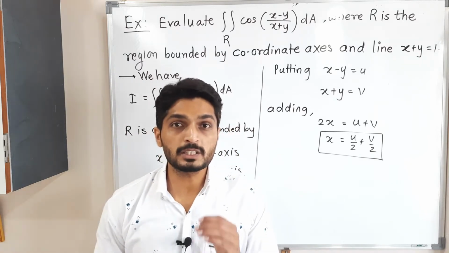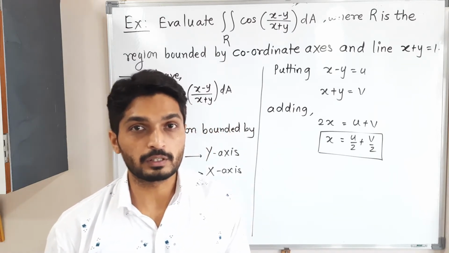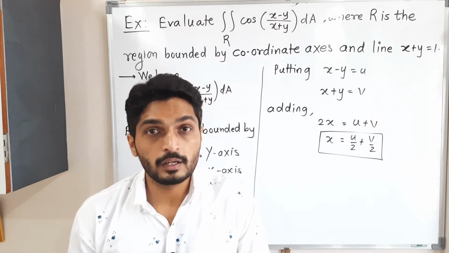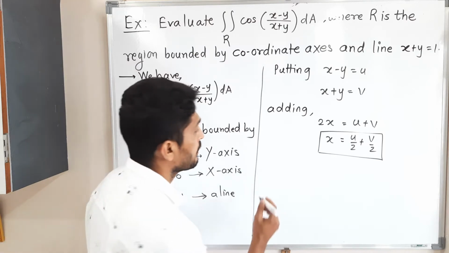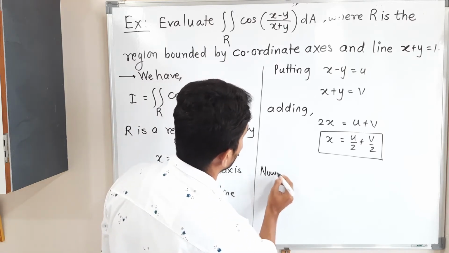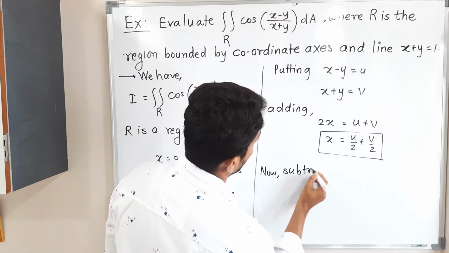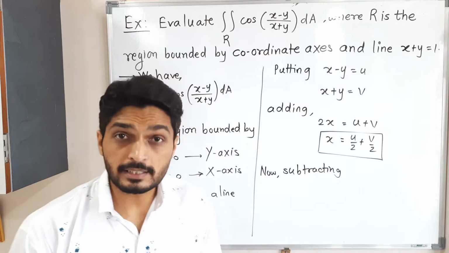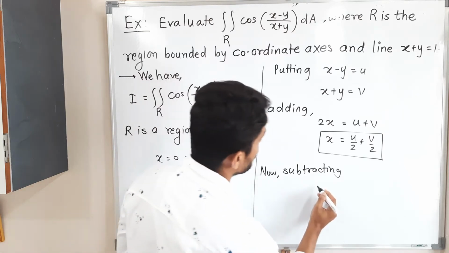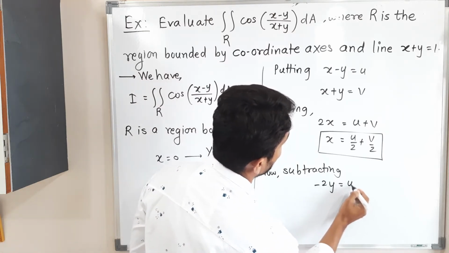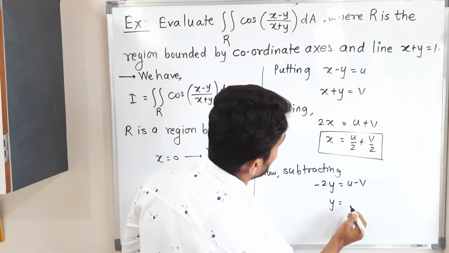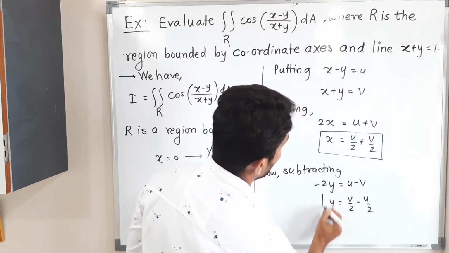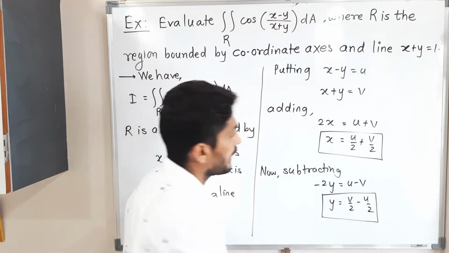Now we have to express y in terms of u and v. To find x, we added these two equations. So to find y, we will subtract the second equation from the first. Now subtracting, x and minus x get cancelled, and minus y minus y gives minus 2y, which is equal to u minus v. So y is equal to v by 2 minus u by 2. So we got the values of x and y.